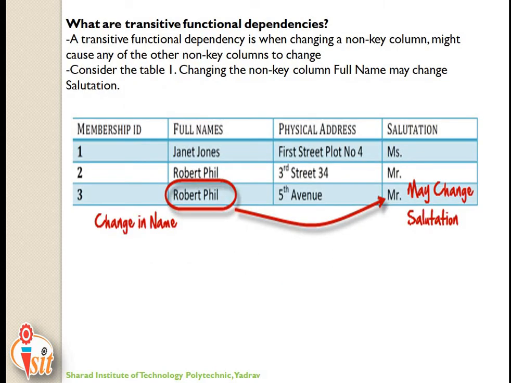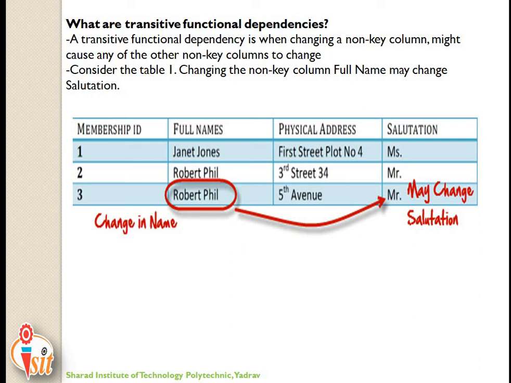Now for the third normal form, you also have to know what is transitive functional dependency. Already it has been learned in the types of functional dependency. In the types of functional dependency, there is a transitive functional dependency, but we will revise this because you have to know this concept for third normal form. What is transitive functional dependency? A transitive functional dependency is when changing a non-key column might cause any of the other non-key columns to change.